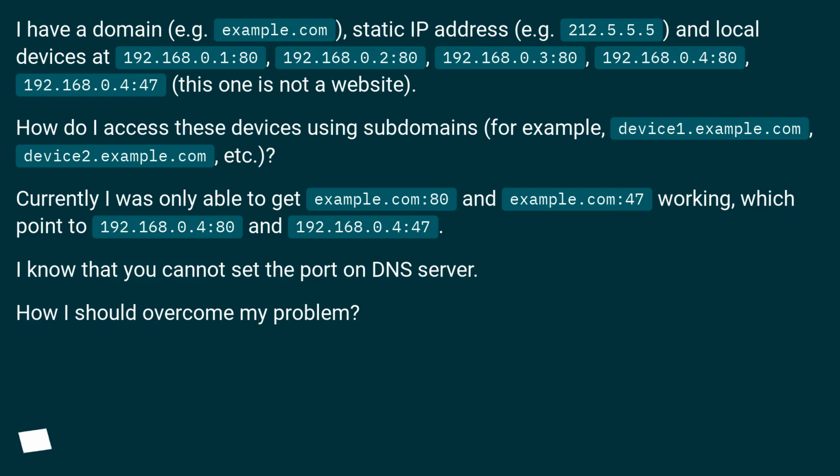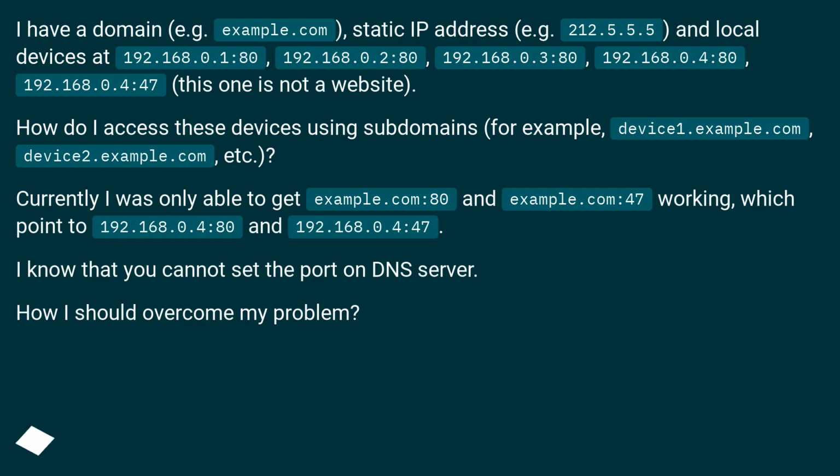I have a domain, for example, example.com, static IP address, for example, 212.5.5.5, and local devices at 192.168.0.1:80, 192.168.0.2:80, 192.168.0.3:80, 192.168.0.4:80, 192.168.0.4:47. This one is not a website.